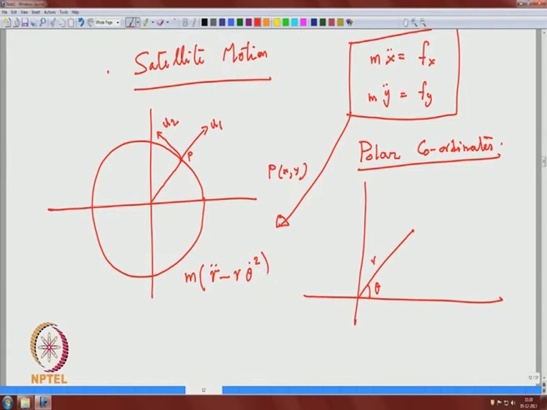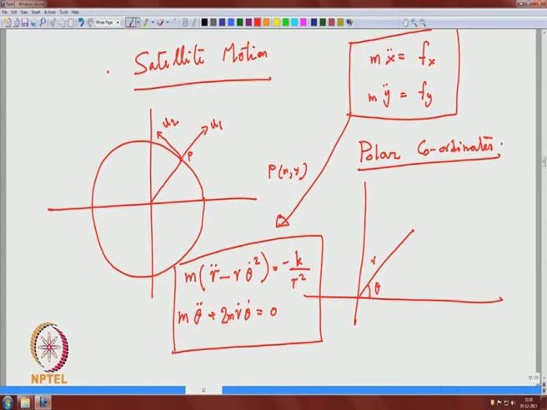r theta dot square equals minus k by r square, and m theta double dot plus 2 m r dot theta dot equals 0. Again it is a nonlinear system. So analysis for this kind of system is better done in polar coordinates, not in Cartesian coordinates. This is a system of two equations, a second order system. It is not a first order system.